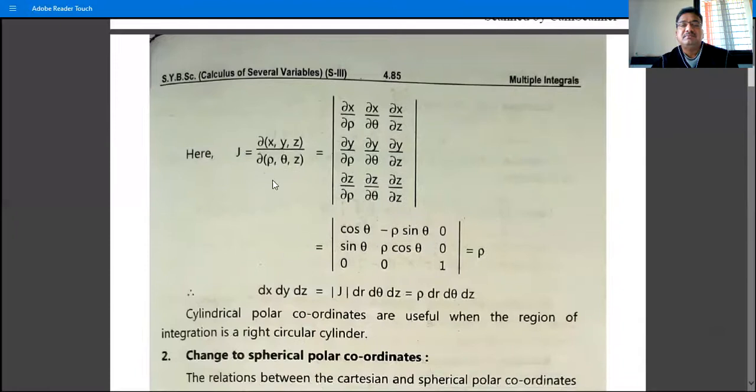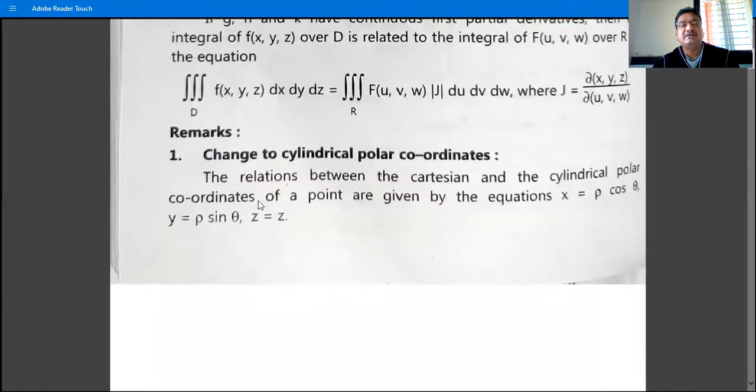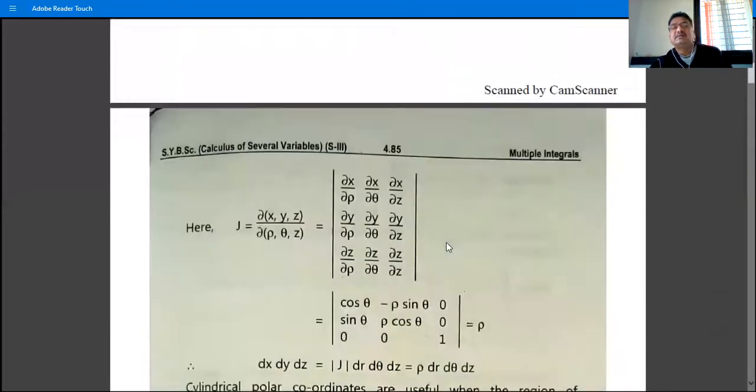By using the definition of the Jacobian, we have partial x by partial rho, partial x by partial theta, partial x by partial z as the first row. The second row is partial y by partial rho, partial y by partial theta, partial y by partial z, and the third row is partial z by partial rho, partial z by partial theta, partial z by partial z. We can write the notation rho or r; we are familiar with the notation r, so we can also use r.